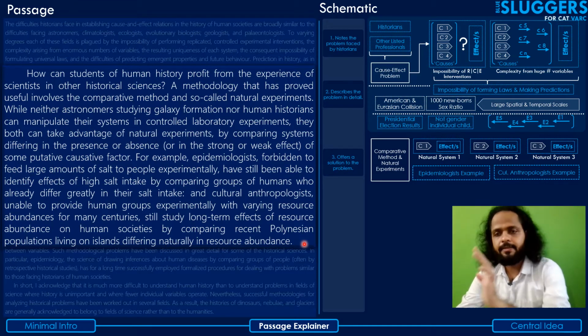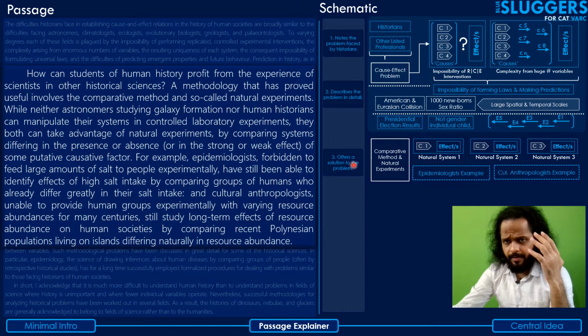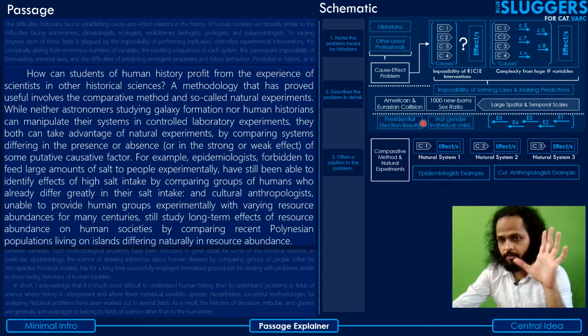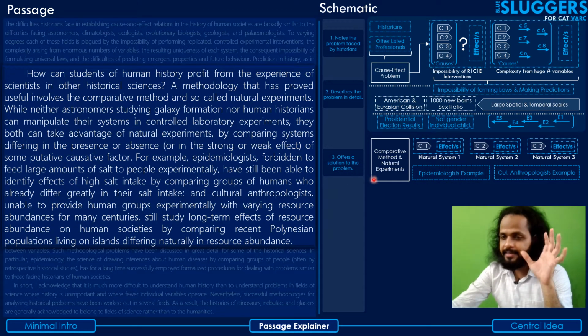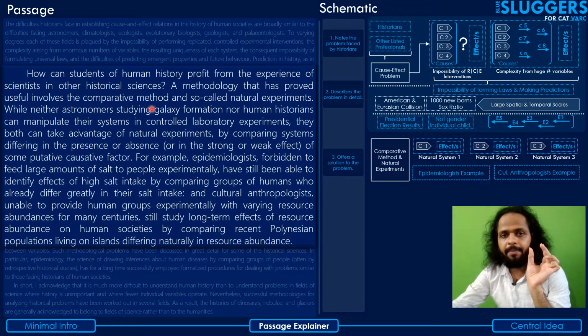Now guys, up until the last paragraph, the author had pointed out a problem, and now he offers a solution to the problem. He first notes: how can students of human history profit from the experience of scientists in other historical disciplines, right? And then he cites a particular method titled the comparative method and natural experiments. He says a methodology that involves the comparative method and so-called natural experiments. And what does this involve?